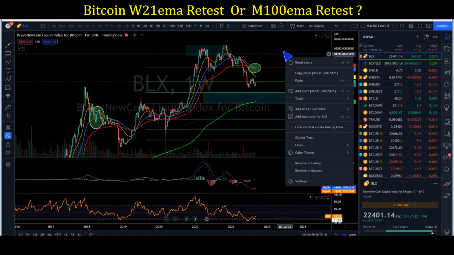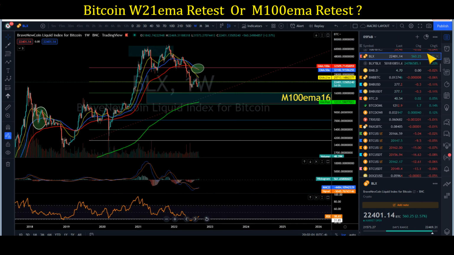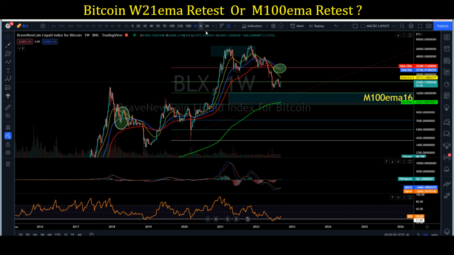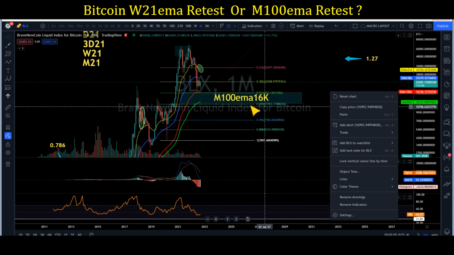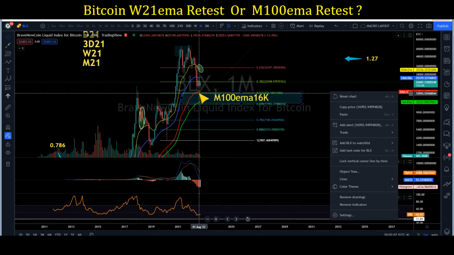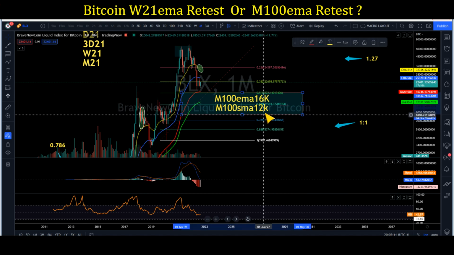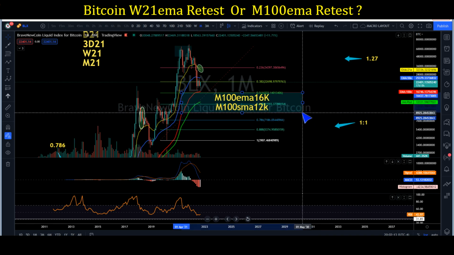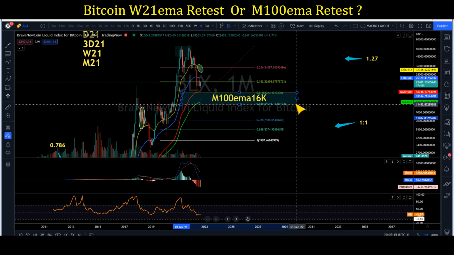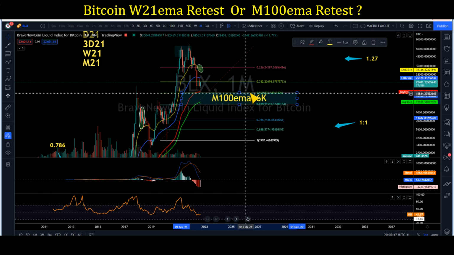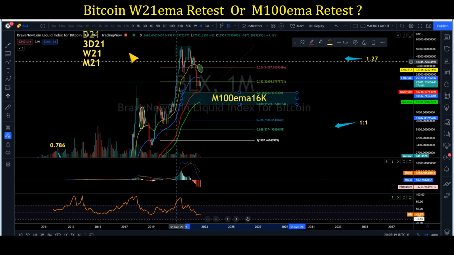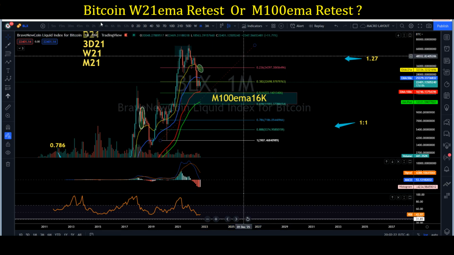If we take a look at the monthly time frame, what we're looking at is our monthly 100ema at 16k. And our monthly 100 SMA, sometime in Q4, we could pay attention to it once we get more data of BTC breaking below the 50% pullback right here, somewhere around the 16k area. So if we go ahead and take a look at BTC on a weekly basis.